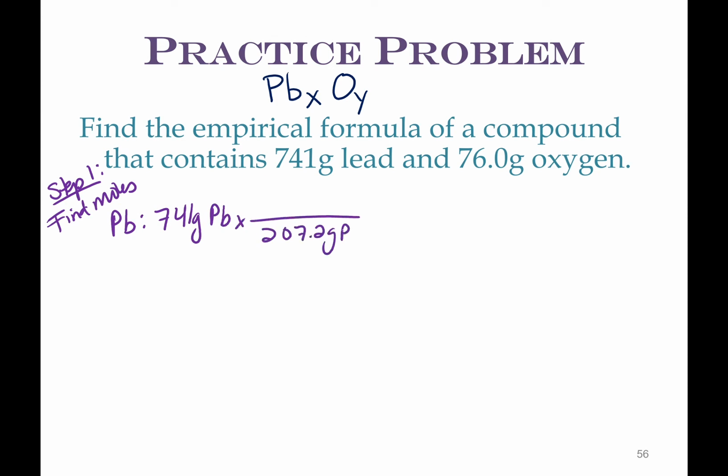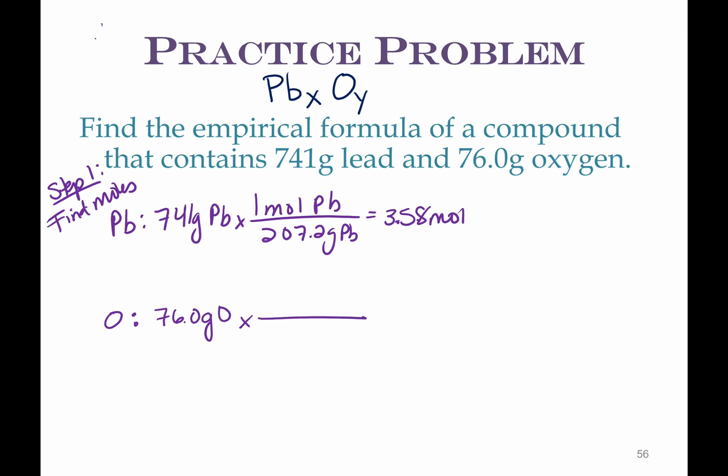0.207 grams of lead for 1 mole of lead. And that gives you 3.58 moles. Then we have oxygen. So we have 76 grams of oxygen, and each of those has a mass of what?